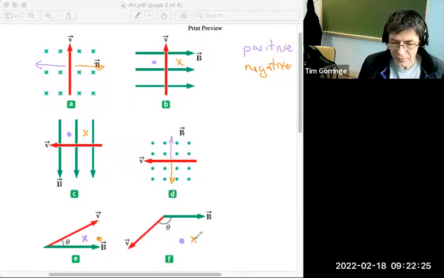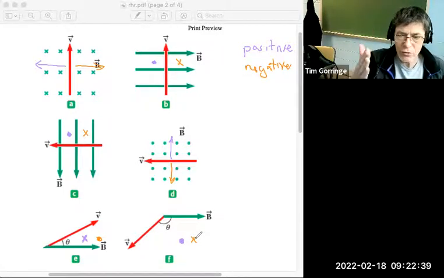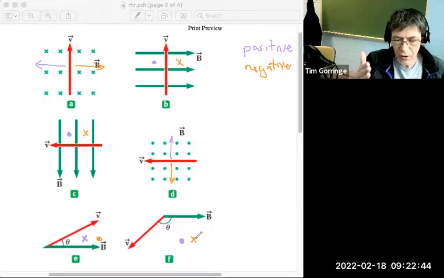And that's it, folks. That's the right-hand rule. That's 6 examples of the right-hand rule. Remember to use your right hand. That's the first part of the right-hand rule. Remember to use the plane of your palm as the direction of the velocity vector. That's important. It's the first vector in the force equation. And then curl your fingers in the direction of the magnetic field. That's the second vector in the magnetic force equation.